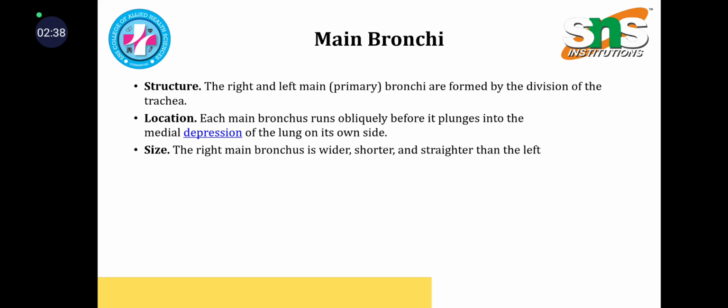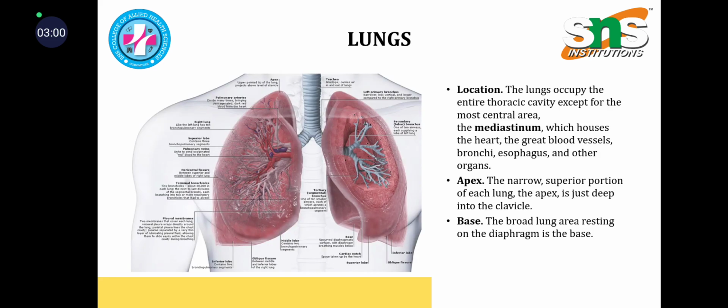Main bronchi. Structure: the right and the left primary bronchi are formed by the division of the trachea. Location: each main bronchus runs obliquely before it plunges into the medial depression of the lung on its own side. Size: the right main bronchus is wider, shorter, and straighter than the left.